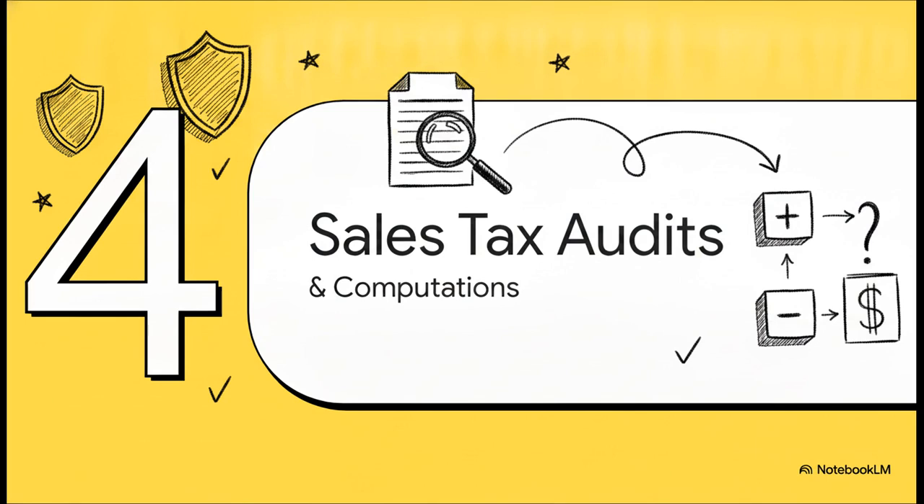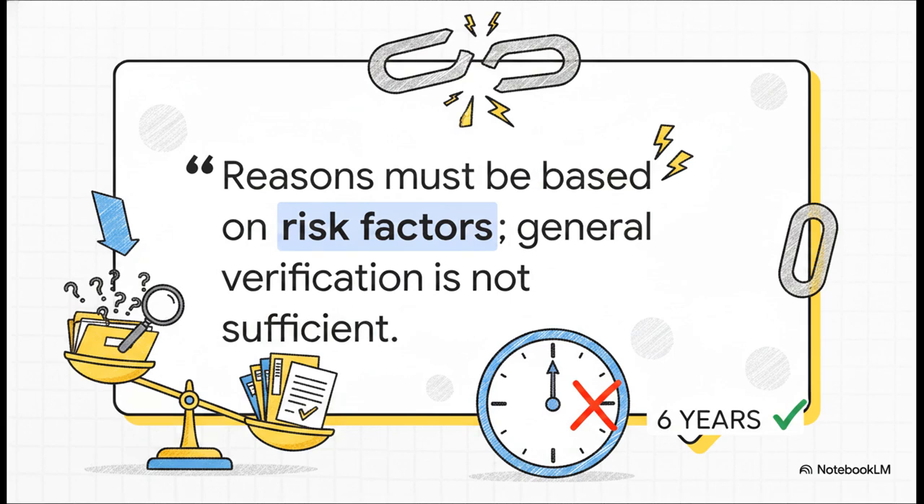Let's move into Section 4, Sales Tax Audits and Computations. In Question 5, we look closely at the legal justification for audits. And here's the thing. The commissioner cannot just rely on vague verifications as an excuse to start digging through a company's past. The law aggressively demands objective, written reasons based on clearly identified risk factors. Furthermore, demanding 10-year-old records blatantly violates the 6-year statutory limit. Remember, tax authorities are bound by the law just as tightly as the taxpayer is.